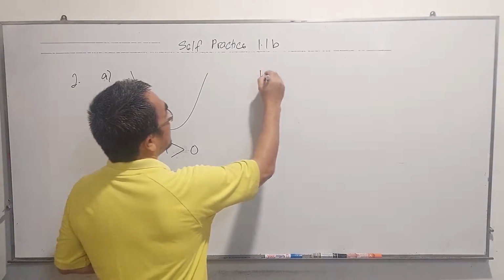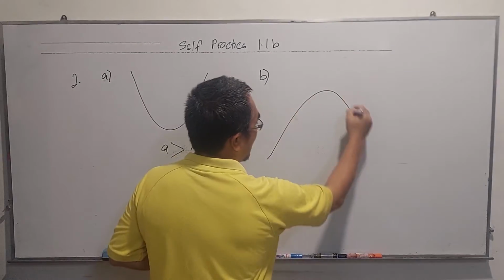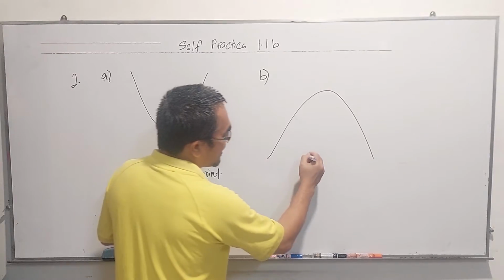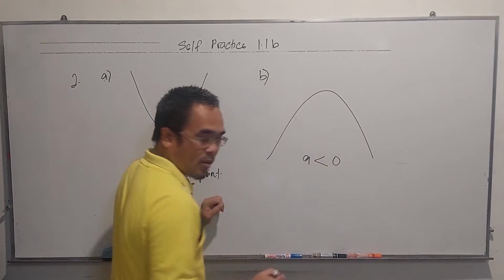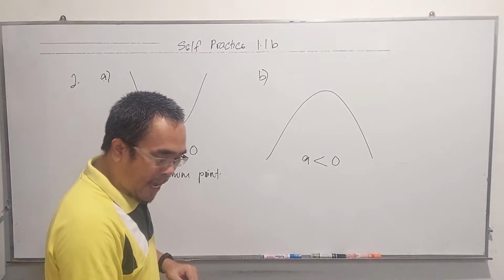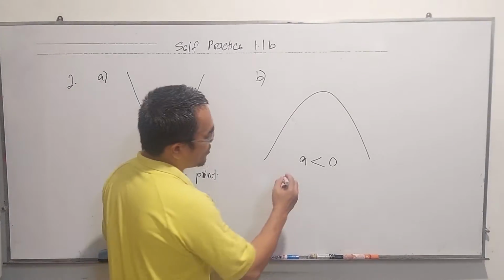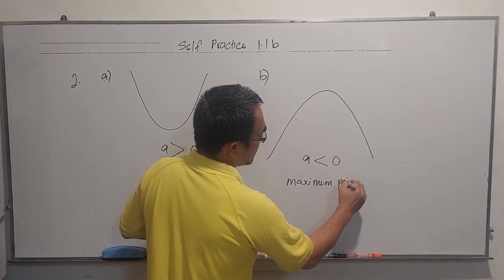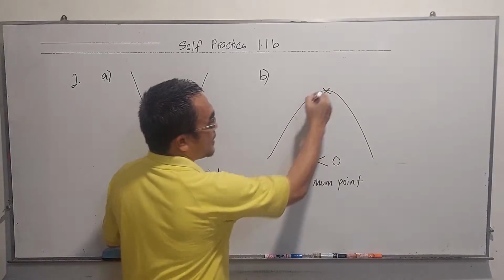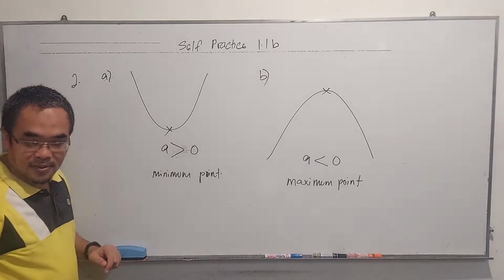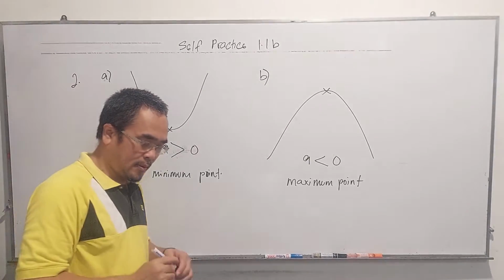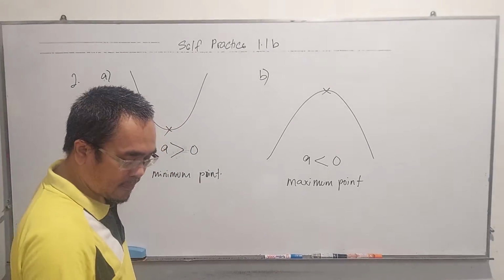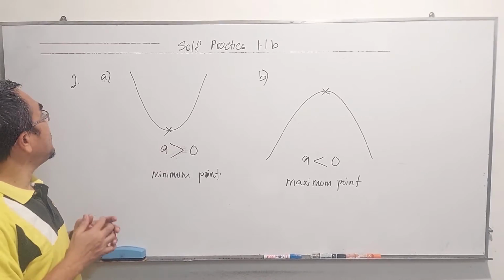And for B, it is N shape, so in this case A is less than 0, that is smaller than 0, and so this graph has a maximum point. The maximum point is here, the minimum point is here. Okay, let me know if you are done.